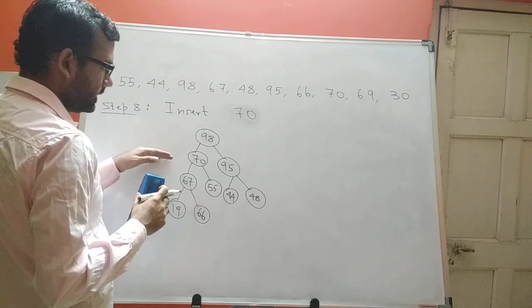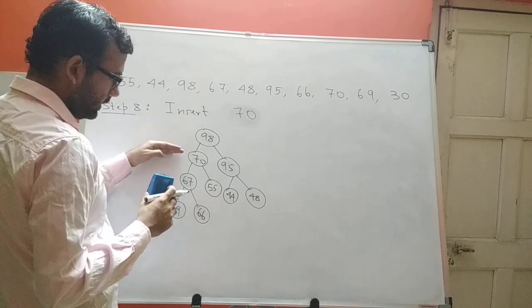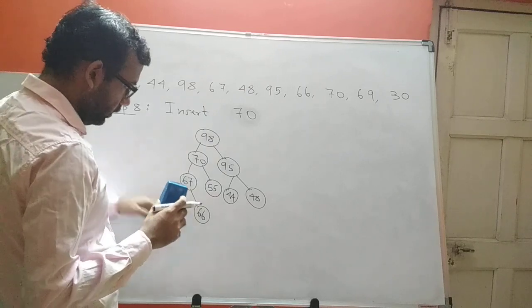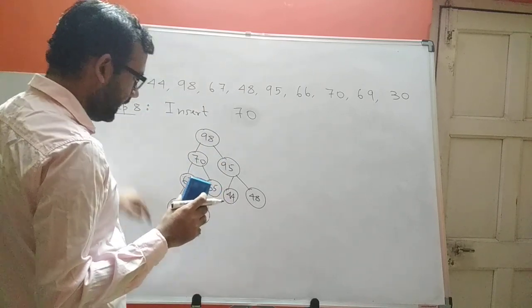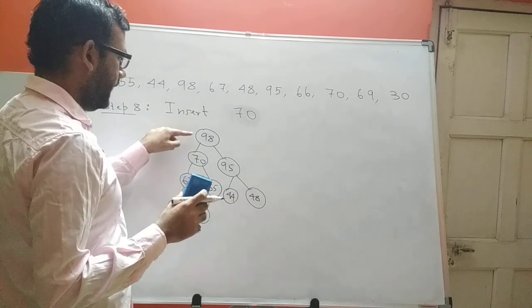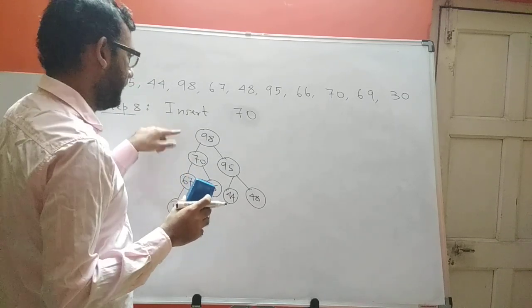Now at this point, the Max-Heap property holds because 70 is greatest among all these nodes. Similarly, 95 is greatest among all these nodes. And in this entire tree, you find the maximum element at the root. That makes it a Max-Heap.